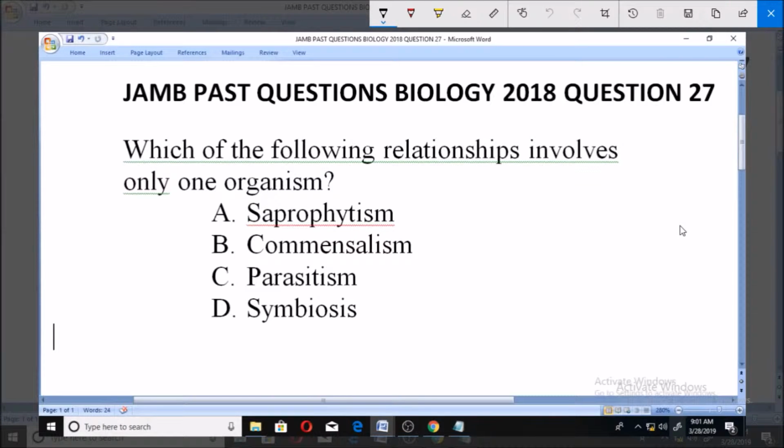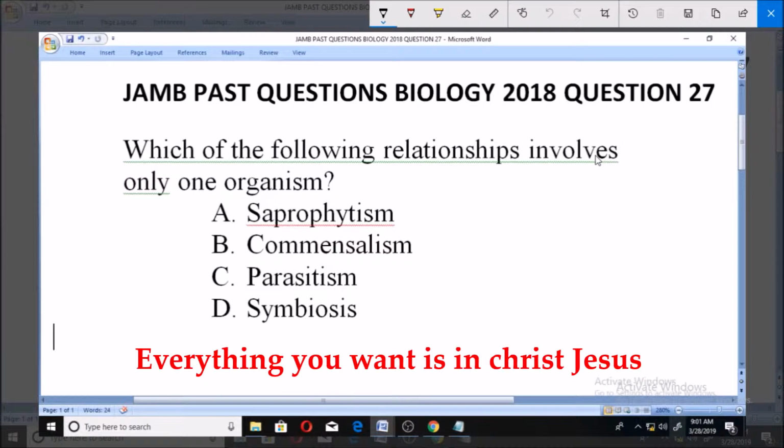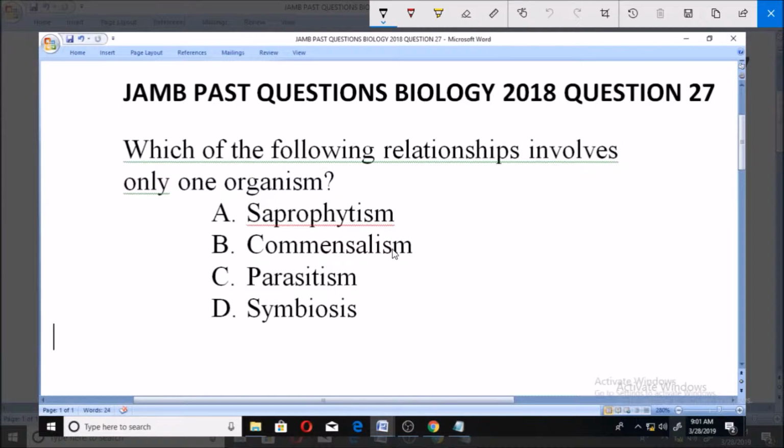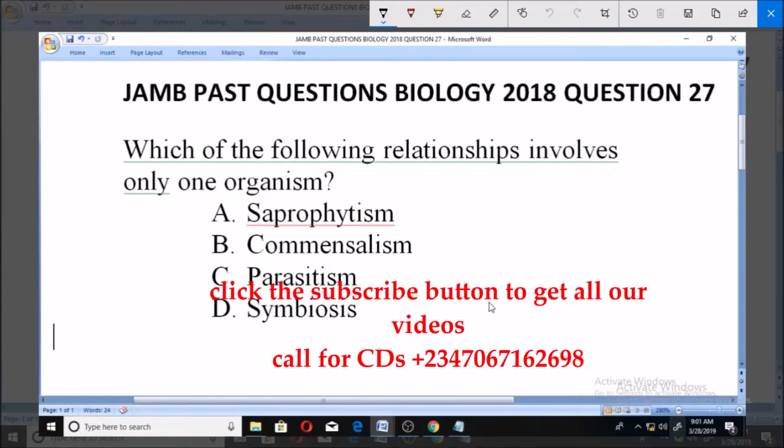Come, let's look at these JAMB past questions, Biology 2018. Question number 27. Which of the following relationships involves only one organism? A. Saprophytism, B. Commensalism, C. Parasitism, D. Symbiosis. Now, all these are relationships.